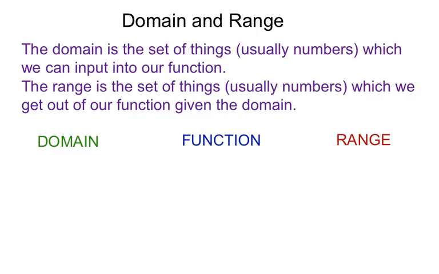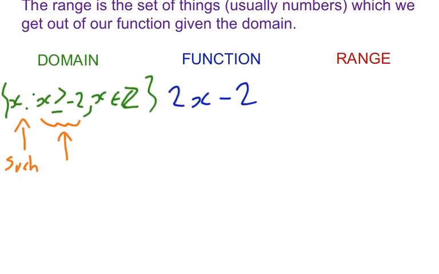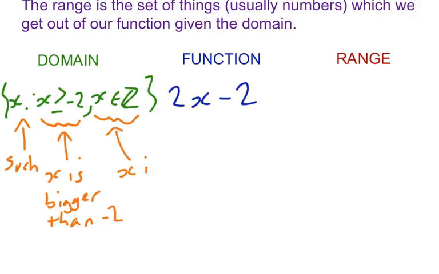For the next function, we've got 2x minus 2. This time our domain is going to be slightly different. Our domain this time is not going to be a set of numbers given to us, it's going to be the set of all numbers x such that x is bigger than or equal to minus 2 and x belongs to Z. Now we need to remember what this notation means. The colon means such that, the inequality says that x is bigger than or equal to minus 2, and this last bit says that x is an integer.